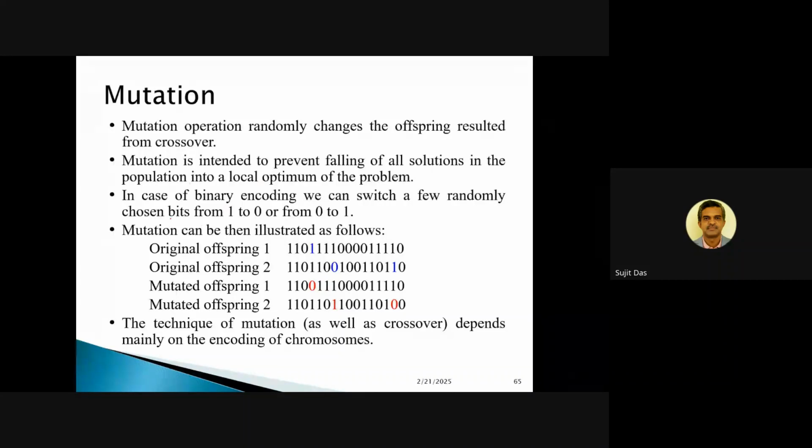Let us assume this chromosome offspring is selected after the crossover. Randomly, I have no control, I am repeatedly telling. Randomly, I am selecting, let us assume, this gene, then this one will become 0 here. But not only one gene, you can select multiple genes for mutation. So here you are selecting two genes, this one and this one. So this is becoming 1, this one becoming 0.